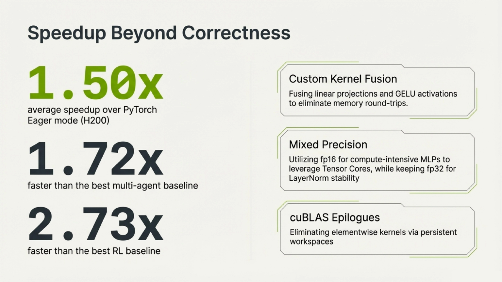And it's not just getting the right answer, it's about speed. StitchCUDA achieves a 1.50x average speedup over PyTorch eager mode on the H200. It's 1.72x faster than the best multi-agent baseline, and 2.73x faster than the best RL baseline. How? By performing true engineering tasks like custom kernel fusion, mixed precision using FP16 to leverage tensor cores, and utilizing cuBLAS epilogues to eliminate element-wise kernels.